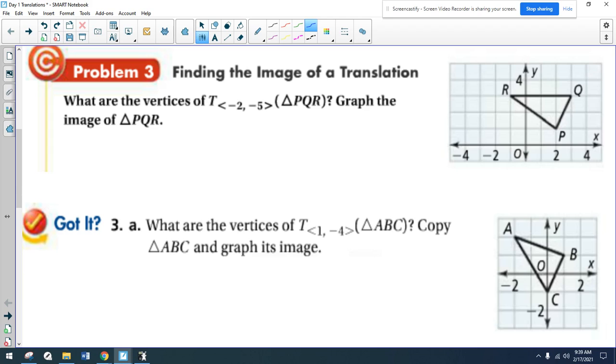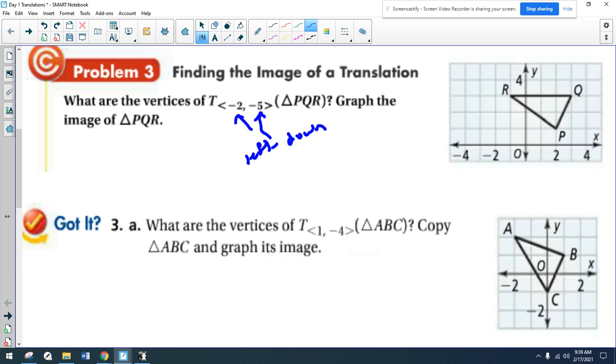So if we get to some of the problems, it says finding the image of a translation. So they give you this right here. And what that's going to do is tell me to move it left. I'm going to have to go to the other pen. I don't like this one. And then this is going to have to move it down.